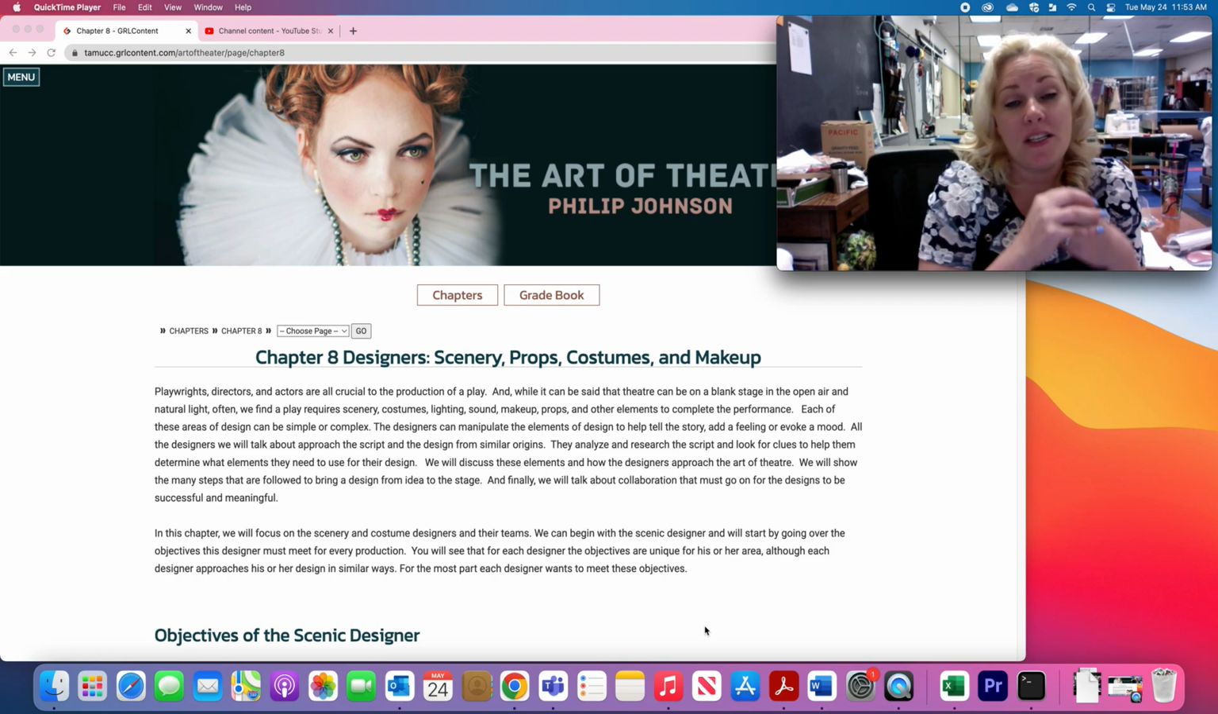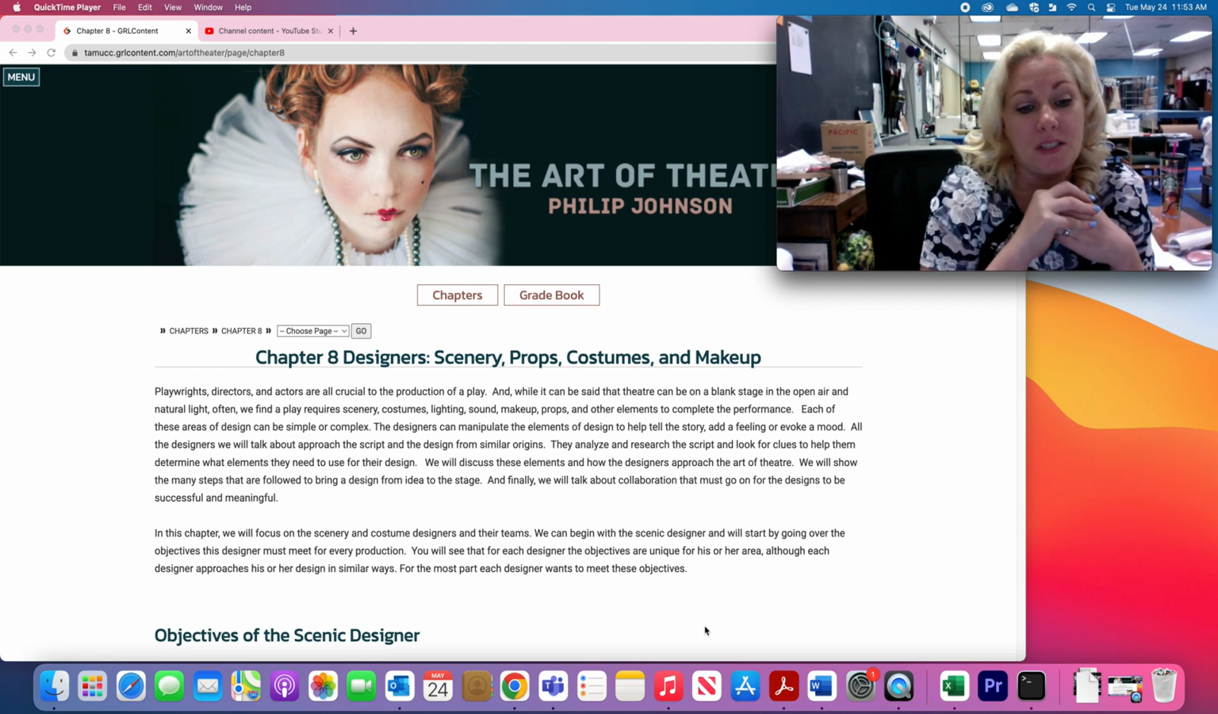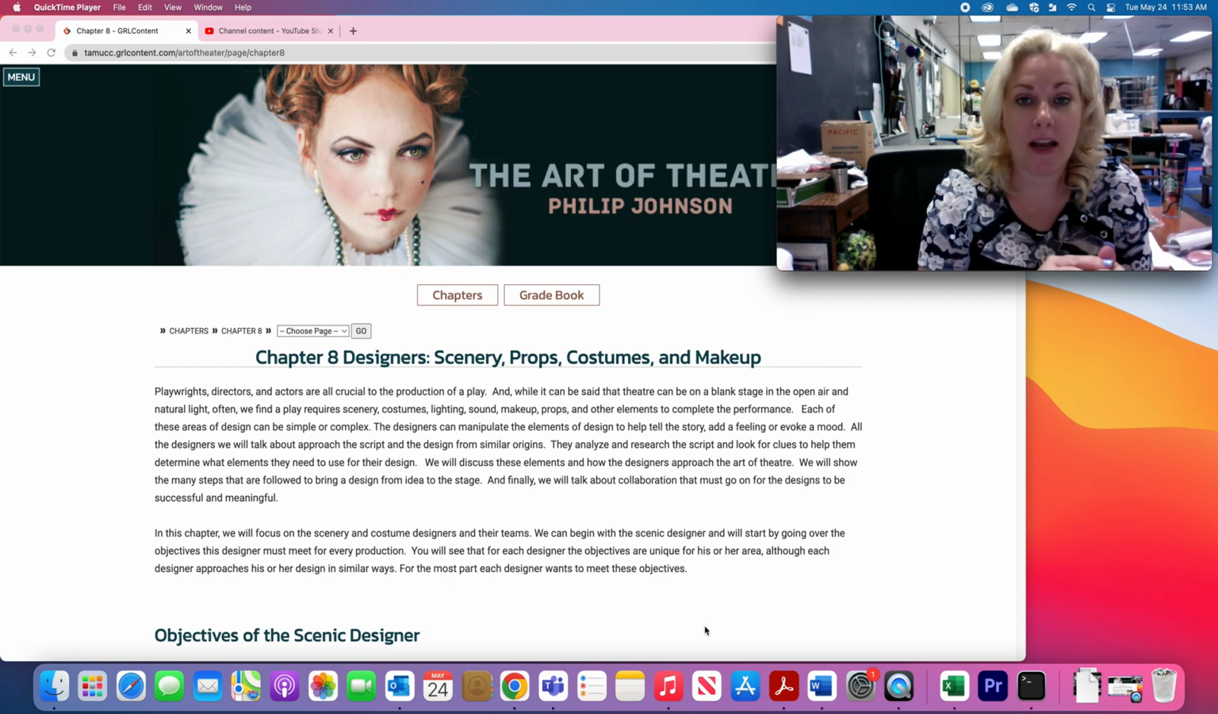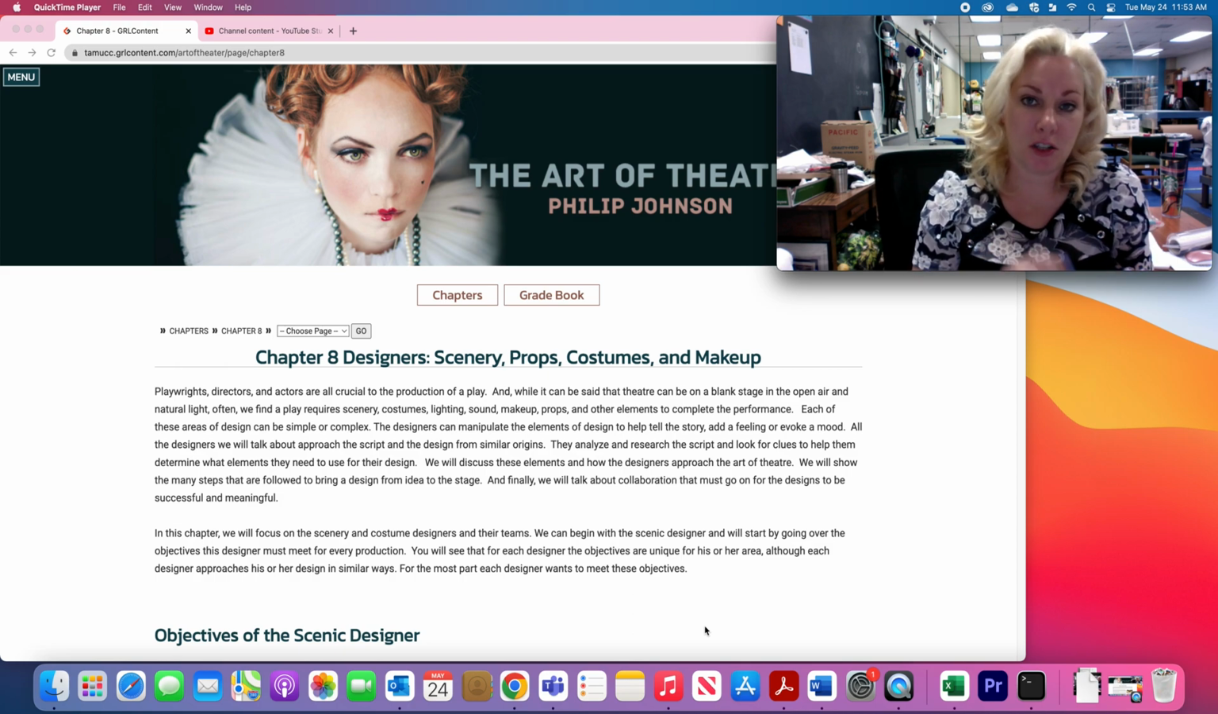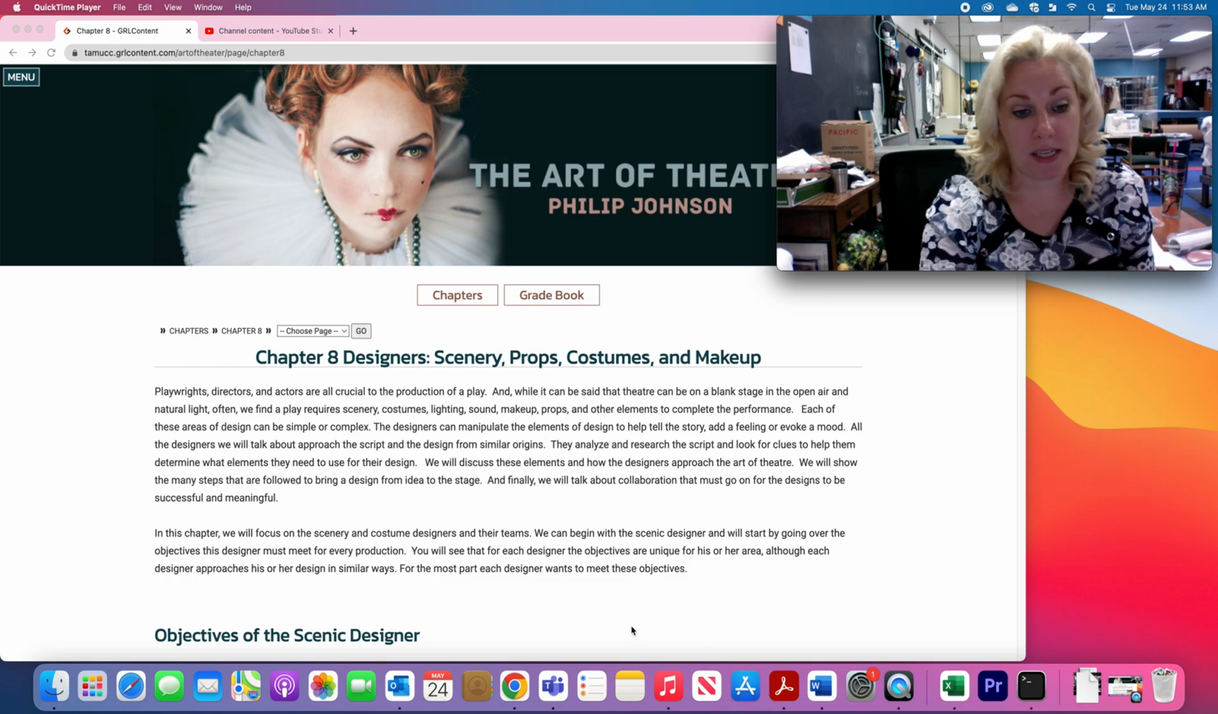Alrighty, so today we're going to be dealing with the scenic designer and the costumer. Now, as we go into these roles, we've talked about director, we've talked about the producer. When you do your critiques, I'm going to be asking you to think about things from all these different vantage points. So pay attention, and you can refer back to these chapters on what these people have to think about, what their job entails.